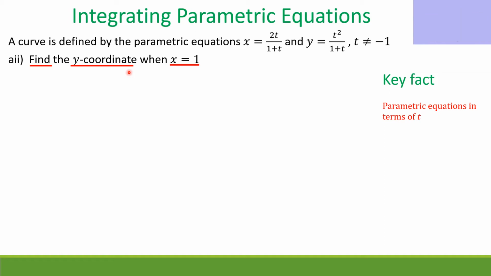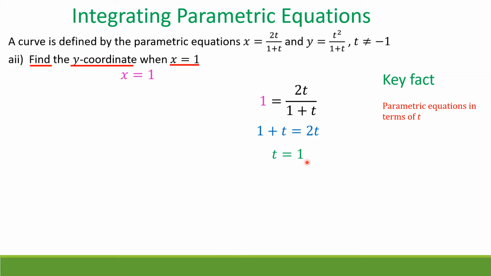Well done guys, hopefully you've managed to come up with an answer. So, as I said, x is equal to 1, so 1 is going to equal this equation here for x. So 1 is going to equal 2t over 1 plus t. I'm going to multiply both sides by 1 plus t, so 1 times 1 plus t is just going to be 1 plus t, which is going to equal 2t. Subtracting t from both sides leaves me with t is equal to 1.